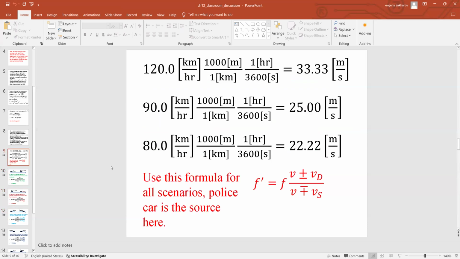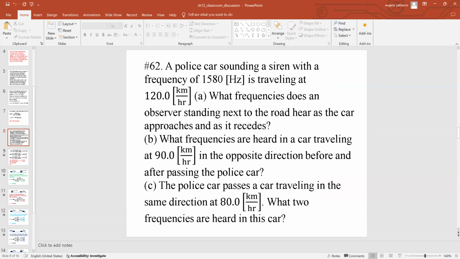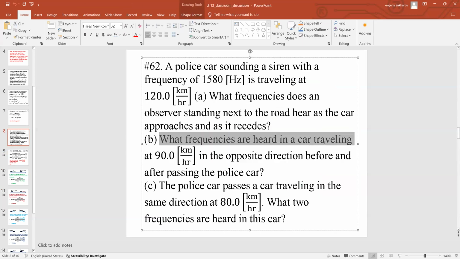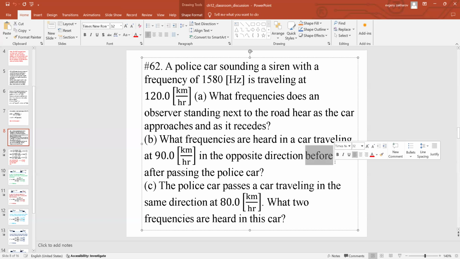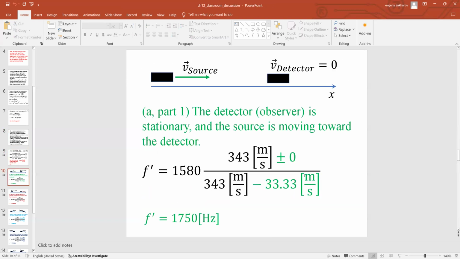Part B. Part B is a different story. Now there is a car traveling in the opposite direction. Okay? There is a police car going in a certain direction. And then there is a car traveling in the opposite direction to the direction of the police car. And once again, you have two options: before the police car approaching the car, and then the police car moving away from the detector. So two cases for part B.